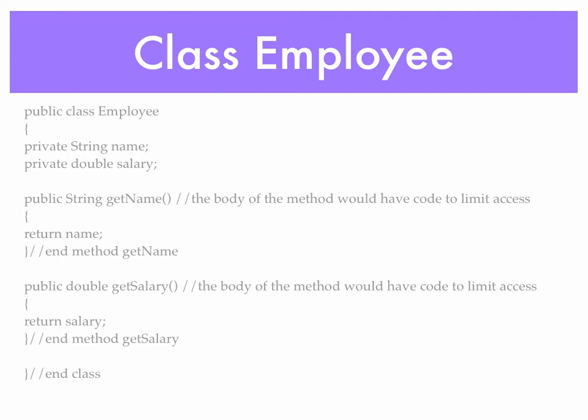Now, I haven't fully developed the methods. What we would do inside the body would be to have code that would limit access. For example, in the case of getSalary, you might have to enter in a password in order to be granted access to get the salary of a specific employee. So those are two getter methods.